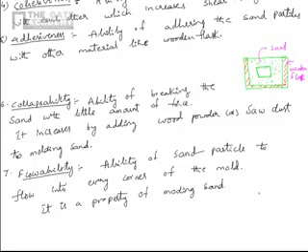These are the important properties of the molding sand which you need to remember. They ask questions like, for molten metal there is another property similar to flowability, called fluidity. Don't confuse between fluidity and flowability.